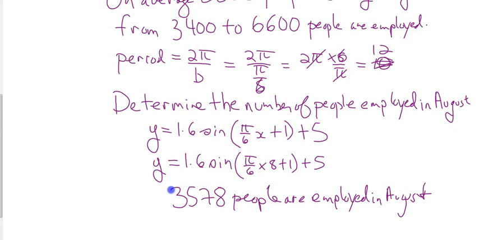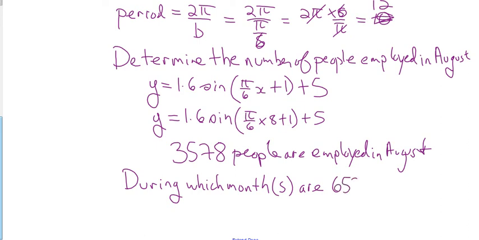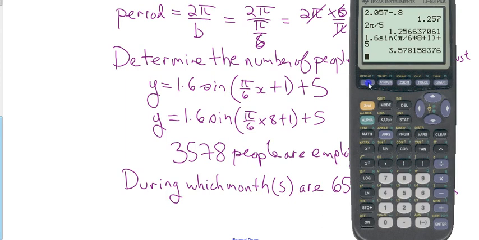And the other thing we can ask is, during which month, how many people are employed? So when are 6,597 people employed? So how are we going to solve this one?